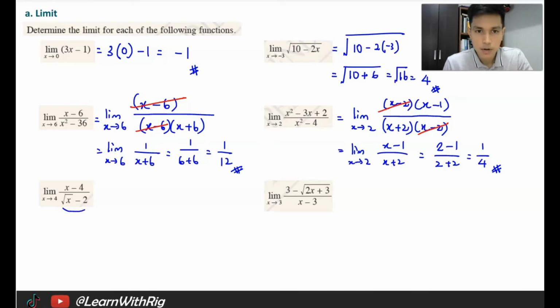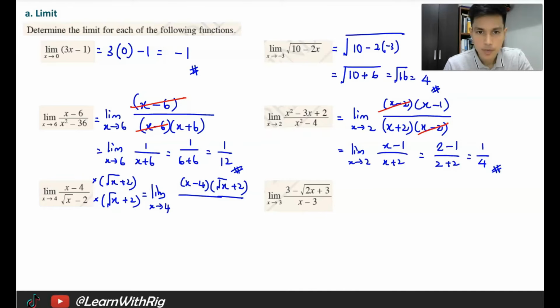You learn about surds. How we sort of neutralize it is, we times a conjugate. So it becomes like this. Here you times square root of x plus 2, and then you do the same thing on top, times square root of x plus 2. Okay, so when you multiply, you get, so you cross multiply, so you're going to get x minus 4 times square root of x plus 2. Okay, that's on top, and then at the bottom you will get x minus 4.